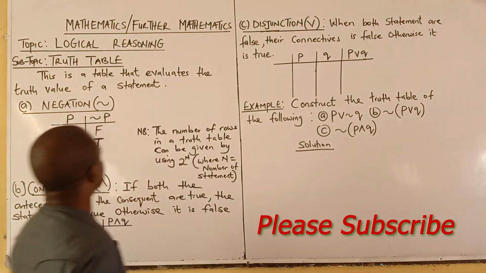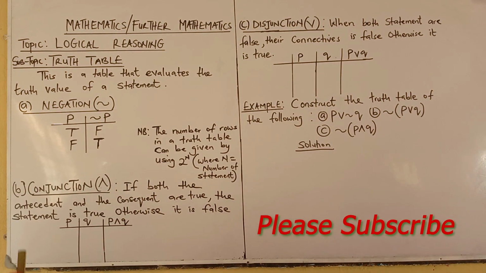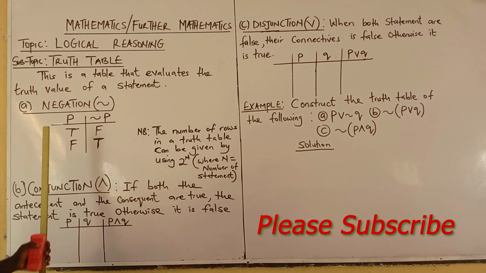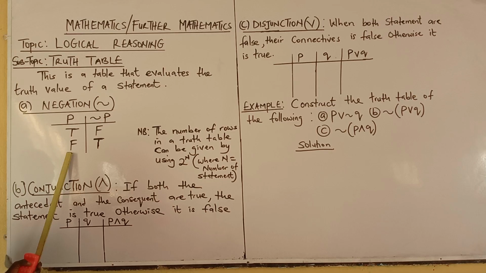Let's see what's on the board. A truth table is a table that evaluates the truth value of a statement. We have negation. When you have true and false, when you negate true, you have false. When you negate false, you have true. This is the symbol of negation.